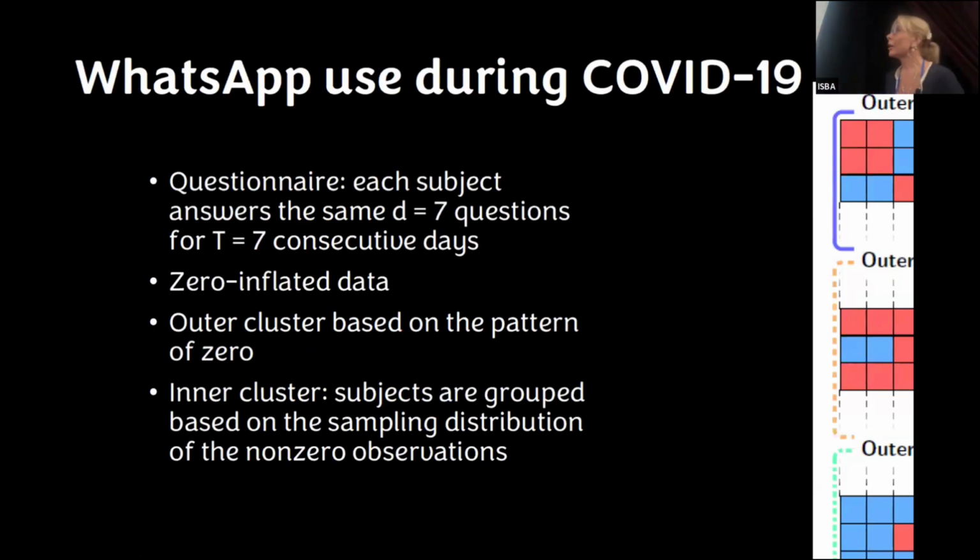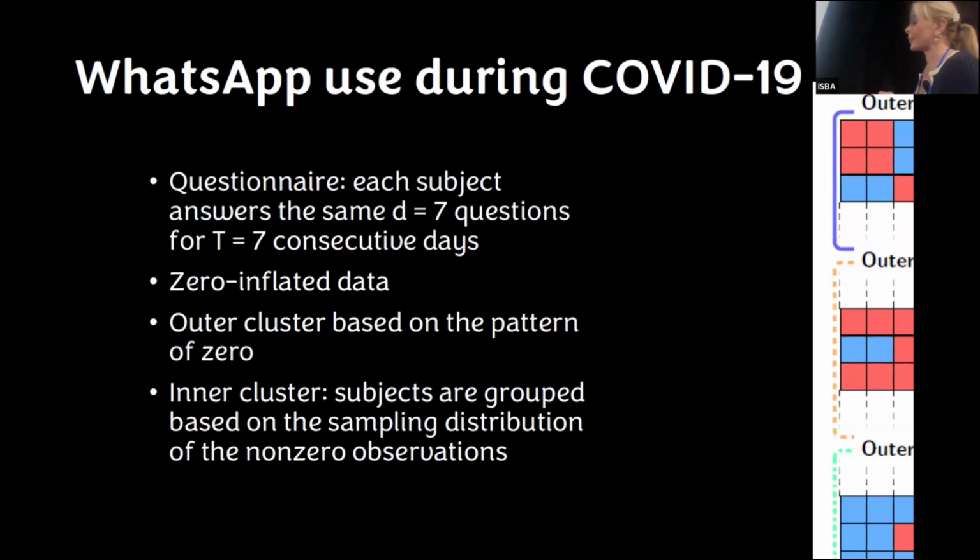So just to give you an example, this is a dataset on WhatsApp used during COVID. These people were given a questionnaire over 7 days. There were 7 questions over 7 days, and the type of question was, how many messages did you receive about COVID today? How many messages did you forward? So these are zero inflated data. And here what we have done, we have first clustered the data based on the zero pattern in the answer. So this is our first layer. And then on the second layer, we have reclustered the individuals based on the sampling distribution of the non-zero responses.